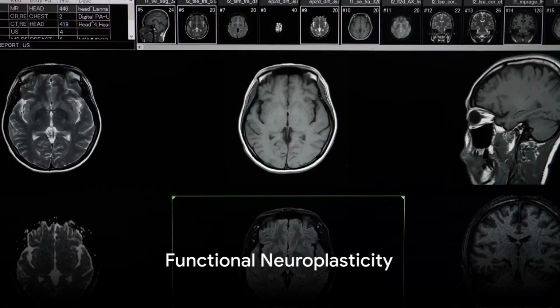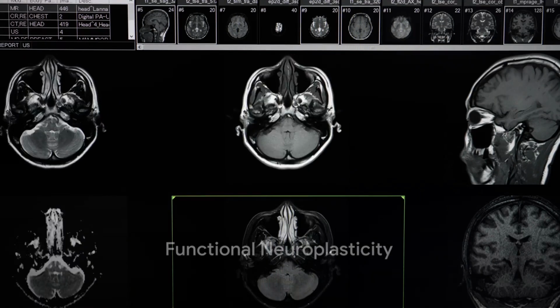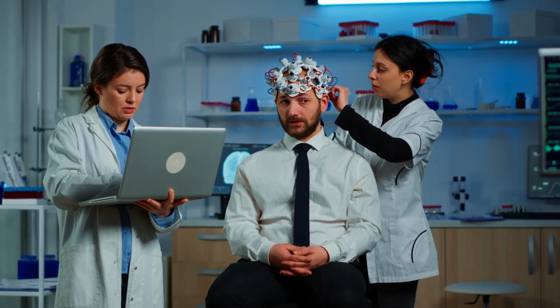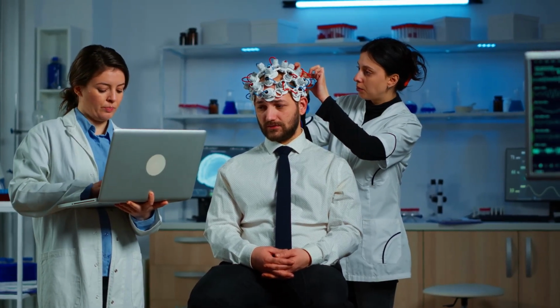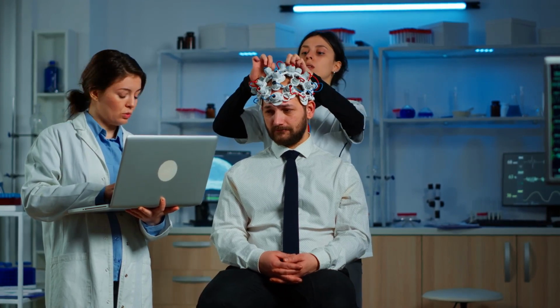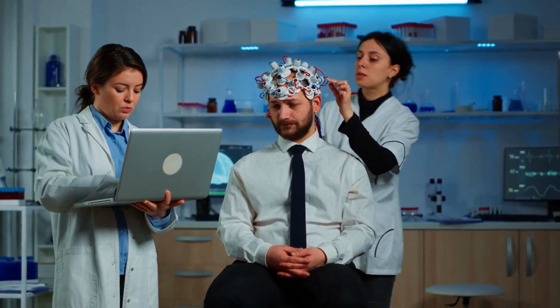Functional neuroplasticity refers to the brain's ability to shift functions from a damaged area to undamaged areas. This is most apparent in individuals who have suffered from brain injuries, such as stroke victims, where healthy parts of the brain adapt and compensate for the functions lost due to injury.